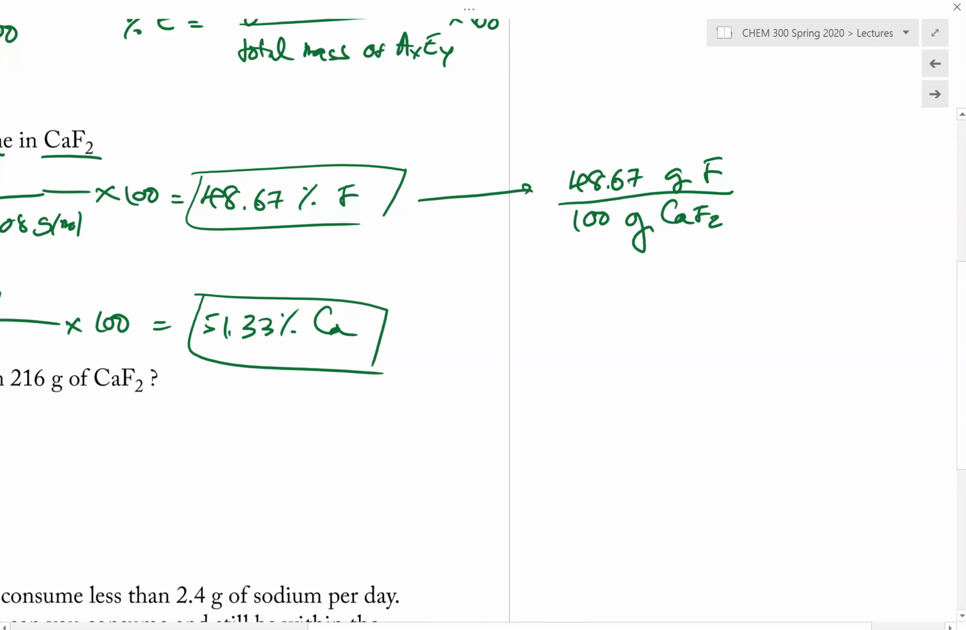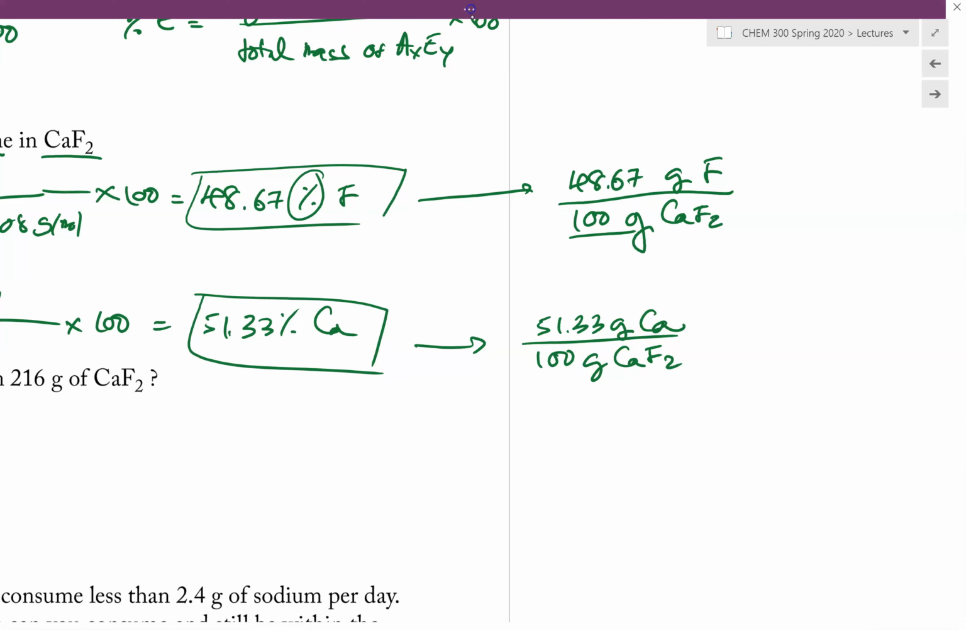So that's how we can use this as a conversion factor: gram of fluorine over the gram of the entire compound, and in this case, 100 gram on the denominator. That's how we can convert the percentage into a conversion factor by having 100 of the total on the denominator. Similarly, if we have 51.33% calcium, what this means is that for every 100 gram of the entire compound, calcium fluoride, there will be 51.33 gram of calcium in it.